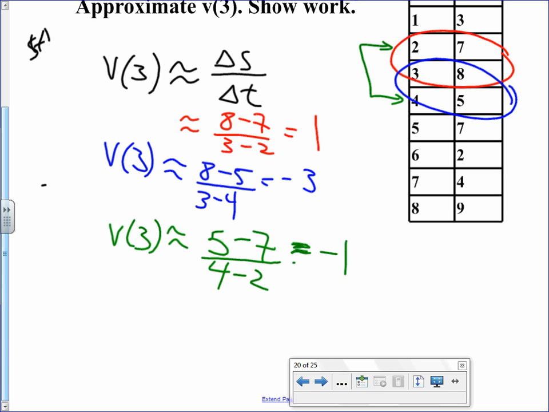Your approximation. But what you would not want to do if you're trying to approximate the slope of the tangent at 3 is use 2 points that are not right by 3. If you use 7 and 8, you wouldn't get it right.